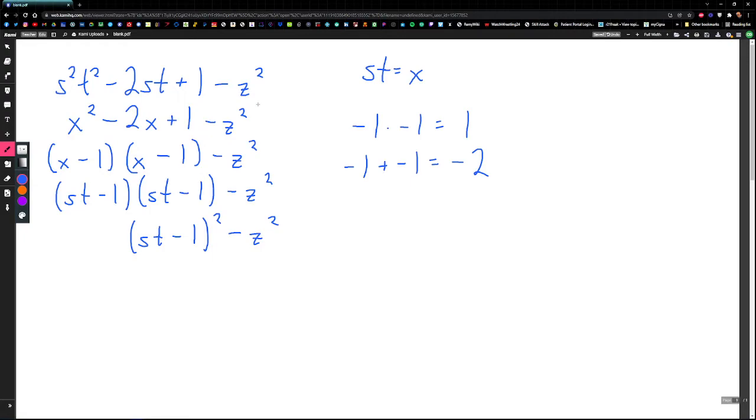So now that we factored the first three terms of this expression, we still need to factor the rest of this expression. If you notice right here, we have two squares. We have a square and a square being subtracted from each other. Now, this is what's known as a difference of two squares. And this is a special type of quadratic that we factor in a specific way.